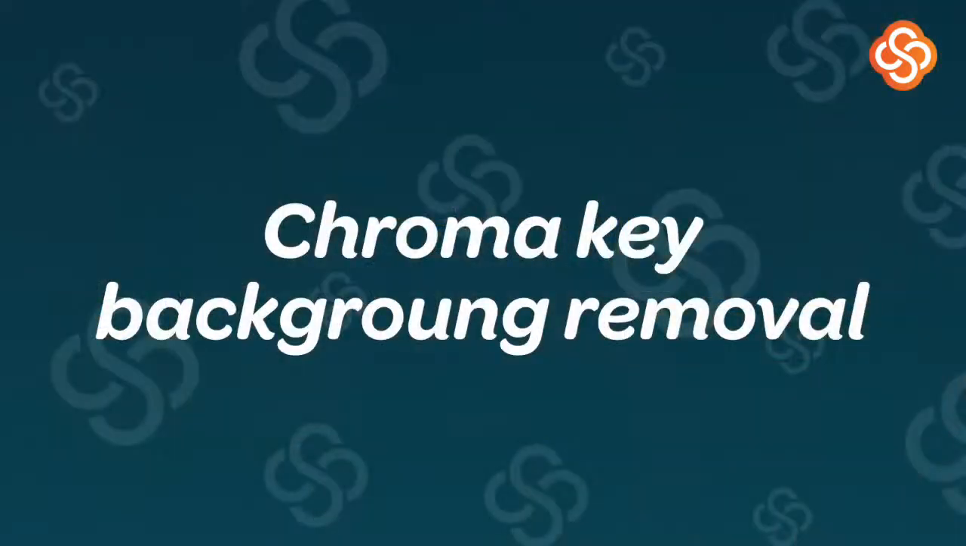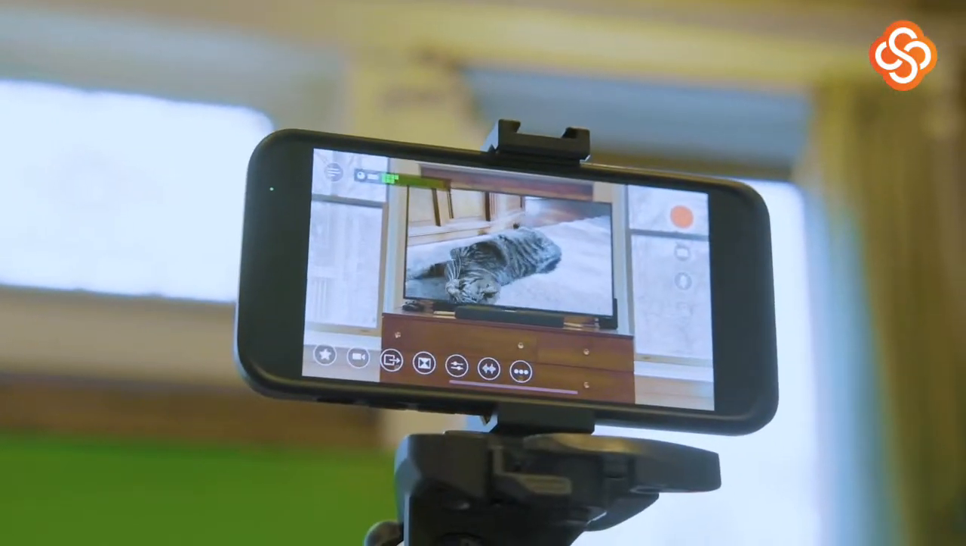So the last thing we're going to be taking a look at here is green screen. We have built this in as a native feature for Switcher. You no longer have to use a third-party app or do screen sharing. It is built right into the product.